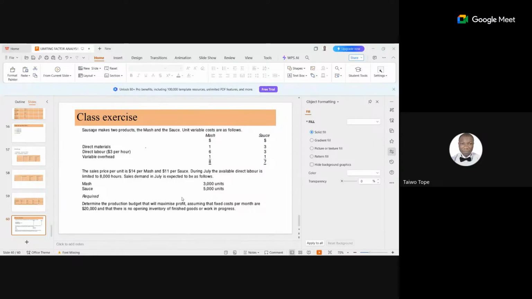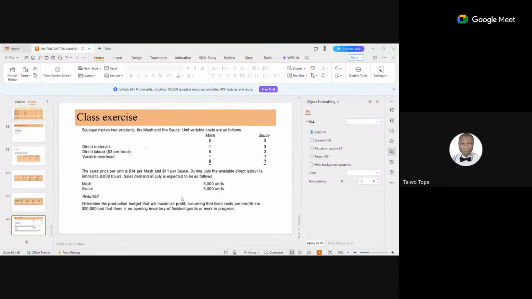Total hours required will be what? 11,000. 11,000 hours. Yes, total hours available is what? 8,000. So the shortfall is what? 3,000 hours. So it's very clear that labor is the limiting factor.